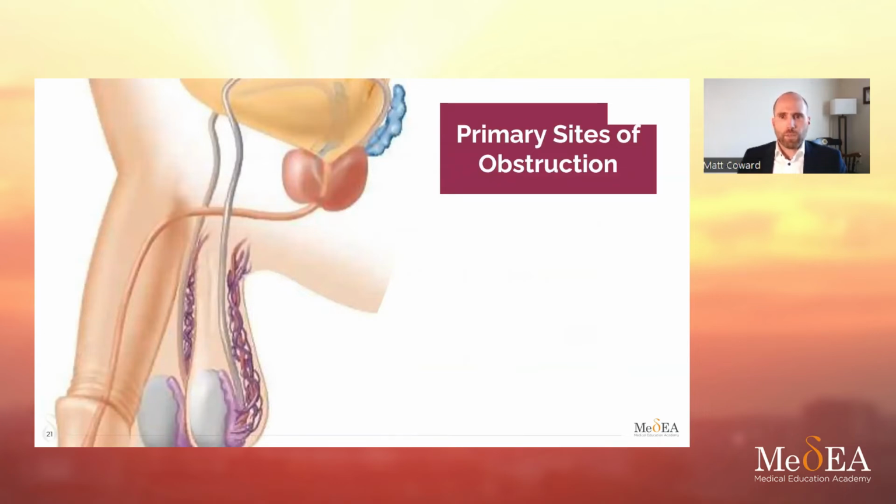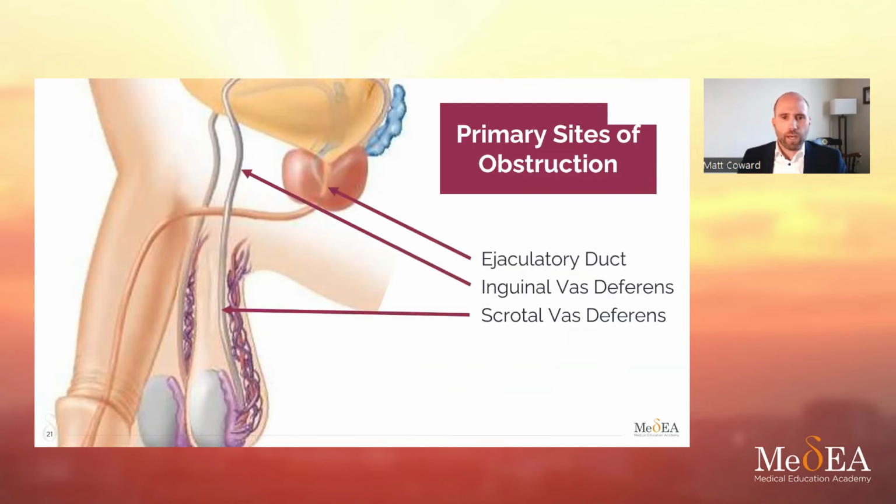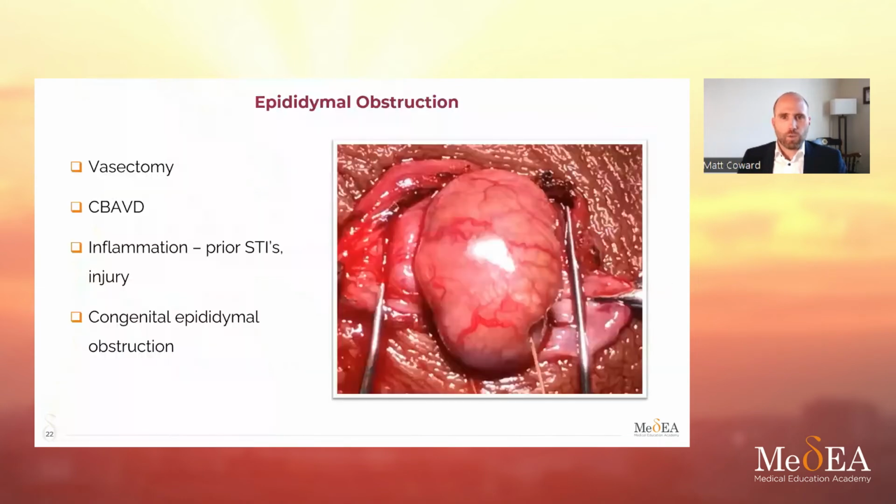So going back to the anatomy again, where are these primary sites of obstruction that we're going to discuss? So the ejaculatory duct, the inguinal vas, the scrotal vas deferens, and then the epididymis. And I'll go through each of these, starting with the epididymis.